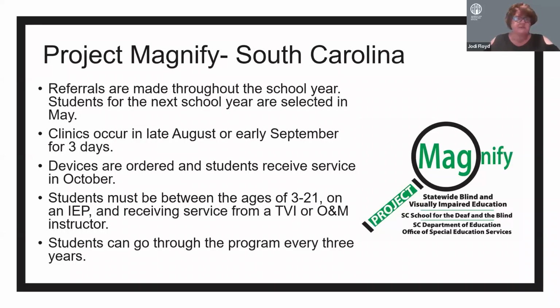For Project Magnify, students need to qualify. As with Smoky Powell and other places, students can be between the ages of 3 and 21. They need to be on an IEP, and they need to be receiving services from a TVI or an O&M instructor. In South Carolina, students can return through the program every 3 years. So we recommend it, we encourage it, and we ask for students. Specifically, we'll contact students who have gone through in previous years to let their TVIs know that the student is eligible to return back through the program if they're interested.